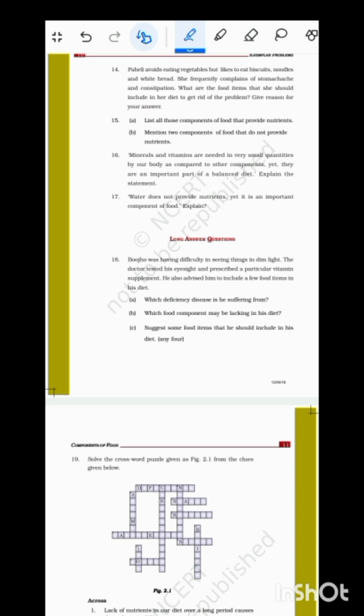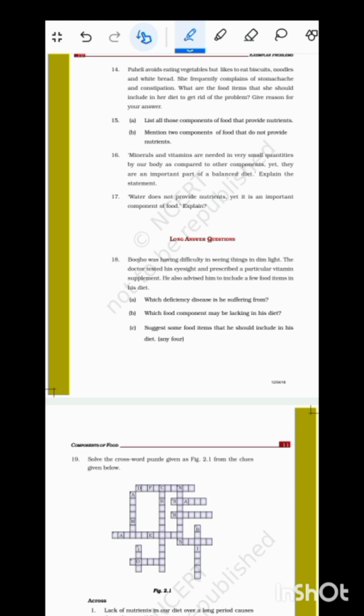Question number 16. Minerals and vitamins are needed in very small quantities in our body as compared to others, yet they are an important part of a balanced diet. Explain the statement. Minerals and vitamins are some of the protective principles of food. So minerals and vitamins are needed in very small quantities but are essential for normal functioning of the body, because they are protective foods that help in protecting our body against diseases. They help in normal growth of our body. They help in maintaining good health, both physically and mentally.